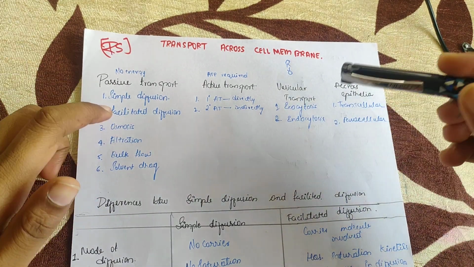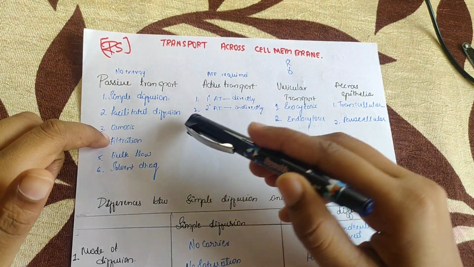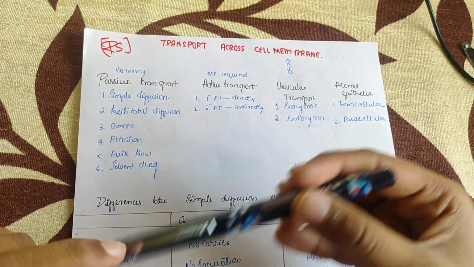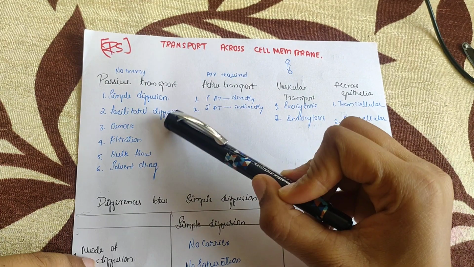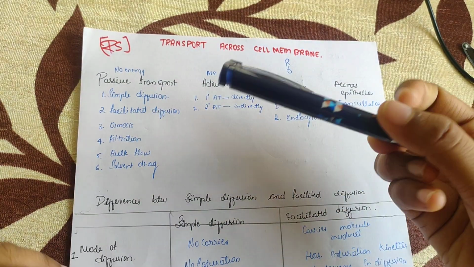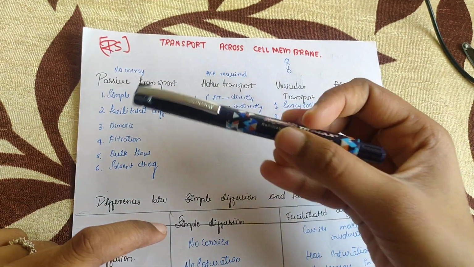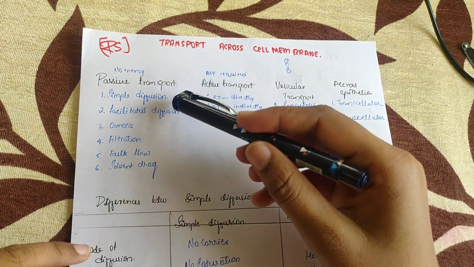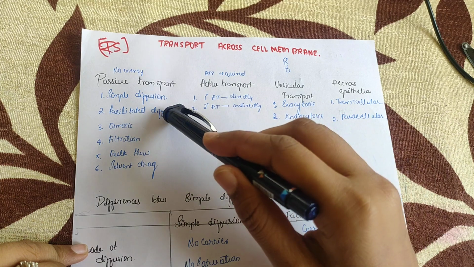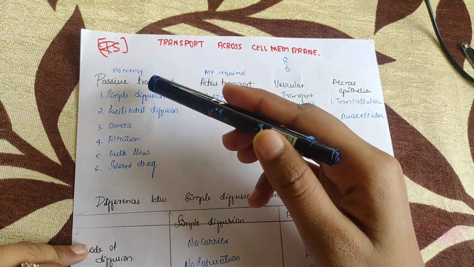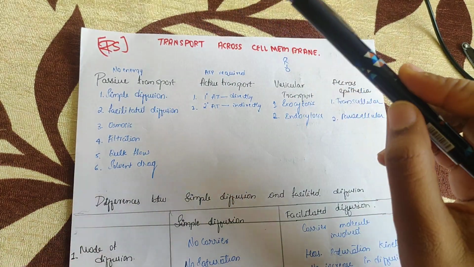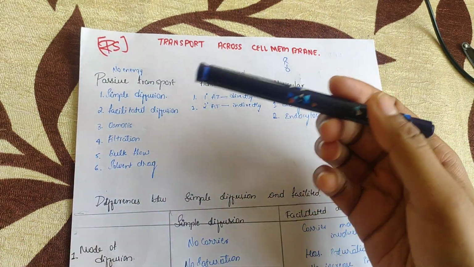Simple diffusion and facilitated diffusion are alike, but in facilitated diffusion, the particles move with the help of protein channels, and this attains saturation. When all protein channels are filled, it attains saturation, whereas simple diffusion is independent of proteins. Facilitated diffusion depends on protein channels, so it depends on a living system. Simple diffusion does not depend upon protein channels, so it doesn't attain saturation, but facilitated diffusion does.